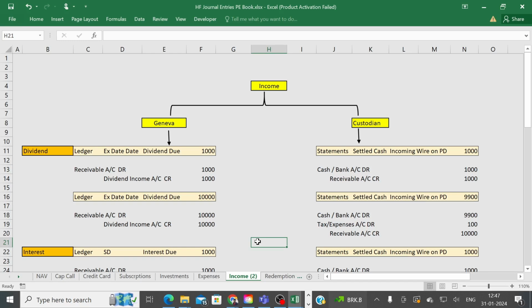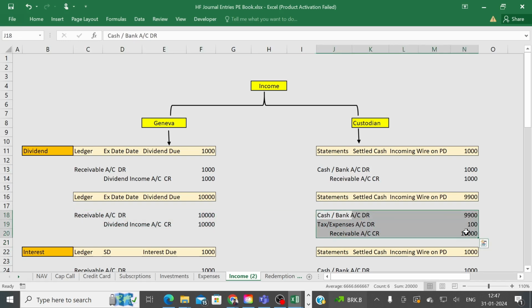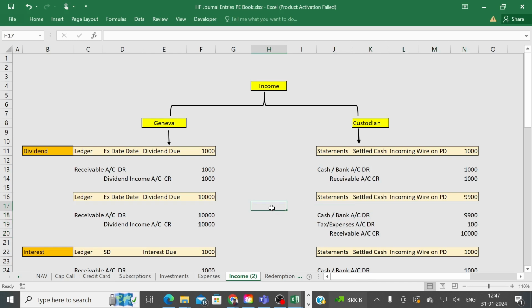I'm assuming that when you receive a dividend, most of the time custodians or banks process the net dividend amount. It means they charge tax and process the remaining amount. So the assumption here is that you recorded the dividend at the gross amount and the bank processed the dividend to you at the net amount. When you receive the net amount, you can record the accounting entry as: cash and bank account debit, tax or expenses account debit, to receivable account credit. This is how you record dividends when you receive a lesser amount. I hope now you got the idea about how we record dividends in the books of account.